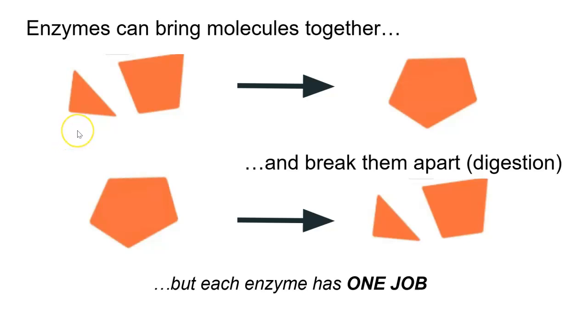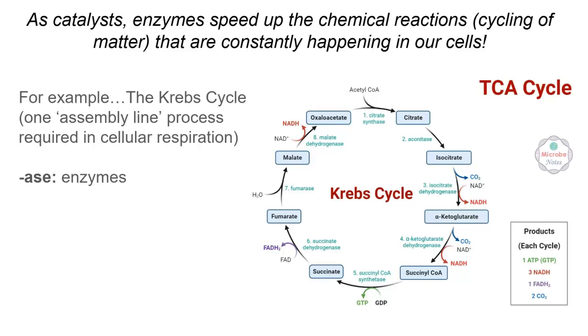Okay, now enzymes can bring molecules together like that matchmaker did. So this would be what we would call a synthesis. They would bring this triangle together with this, not exactly a square, some polygon, and they make this. Or another enzyme might bind to this and break them apart. Okay, this is what we'd call digestion and synthesis. But each of the enzymes has one job and one job only. That's very important.